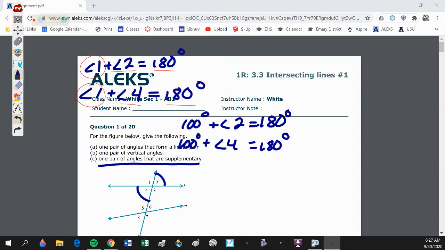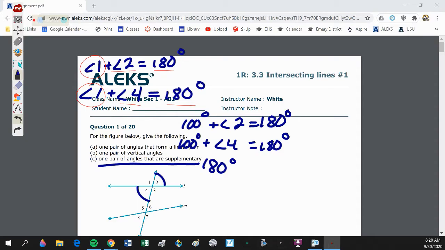What does it mean to be supplementary? Supplementary means adds up to 180 degrees. Okay? So linear pair and supplementary are kind of similar. The difference is that a linear pair has to be connected. Supplementary does not.